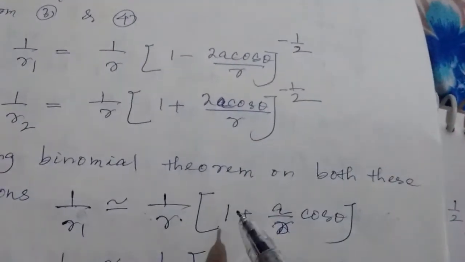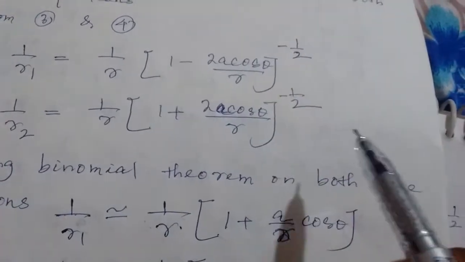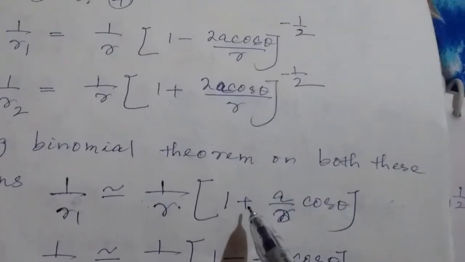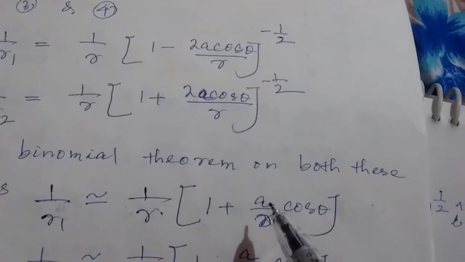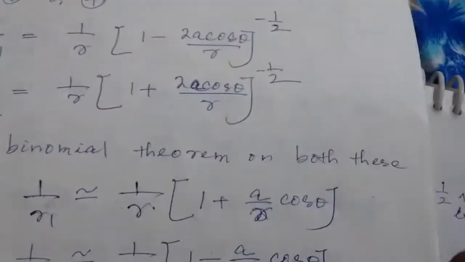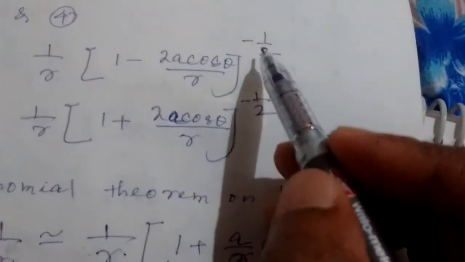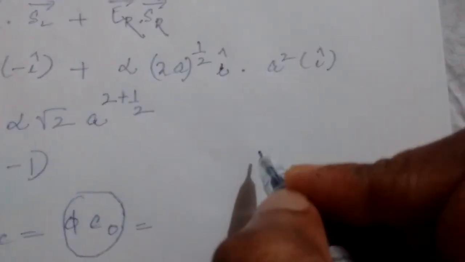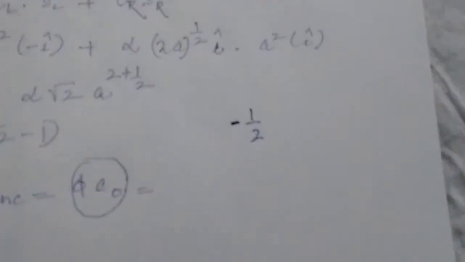NC0 means C is combination, N is the power, that is minus half C0. NC0 is always 1, that's why 1 here, plus NC1 is always N. N is here minus half. Here minus half is not written, so I am writing here NC1 is N, that's why N is minus half.